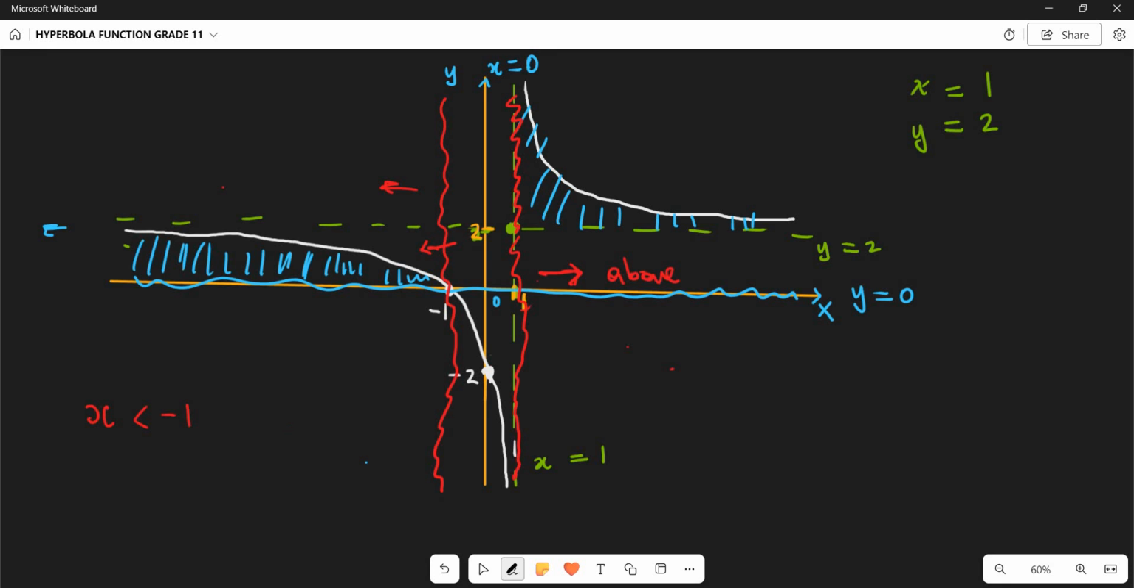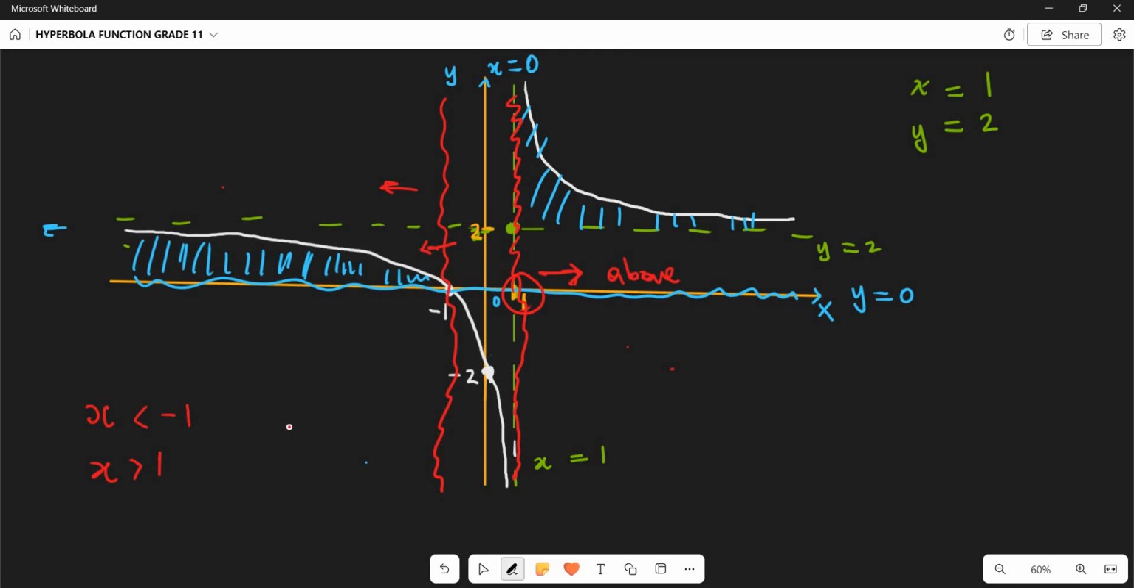And again, let us look at something here. The vertical asymptote going to the right, referring to this. Remember here it's 1. As we go to the right of 1, we see that our graph it's above the x-axis. Therefore, we are going to say x is greater than 1.